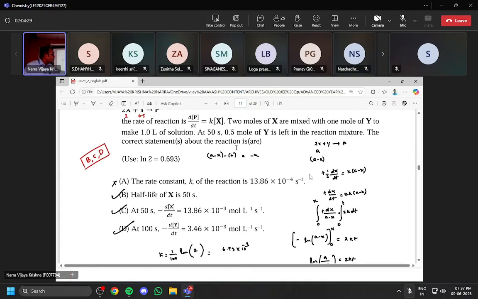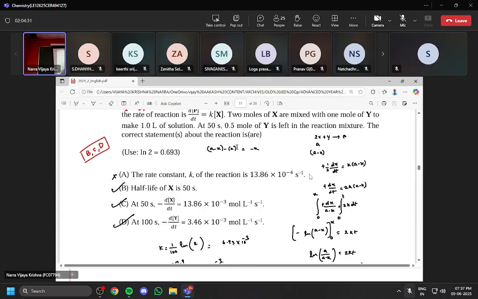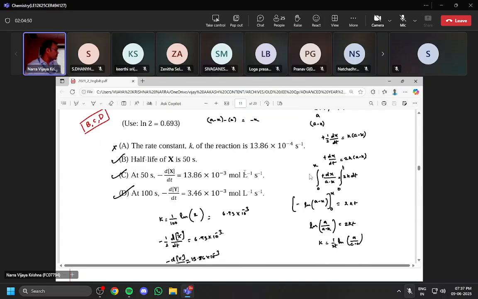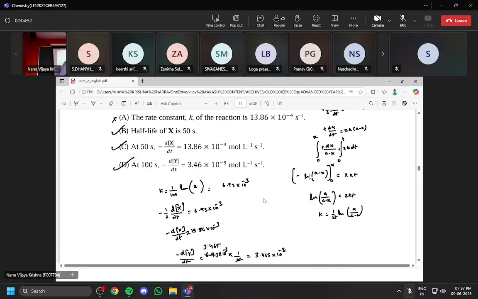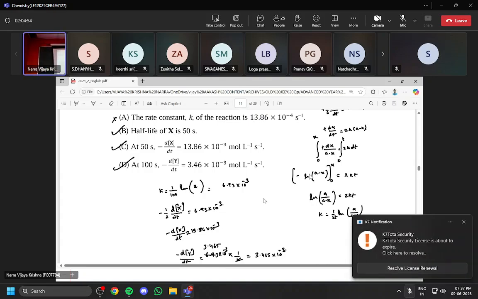What have I done? The same method we have done. See, as they gave 2, what have I taken? 1 by 2 dx by dt is equal to k into a minus x. Why have I taken only a minus x? They told us it depends upon only x, so that's why we wrote it. I derived it, integrated, and finally got the k equation. Right? Without deriving also, we can blindly give this, or not.